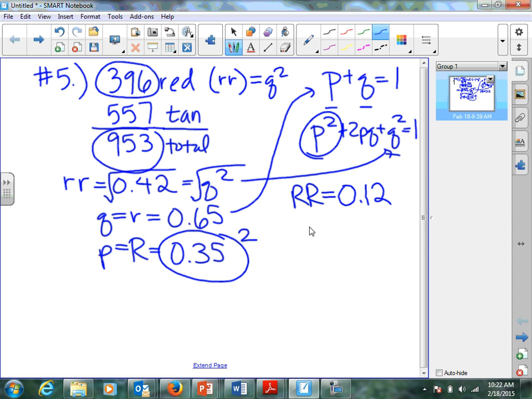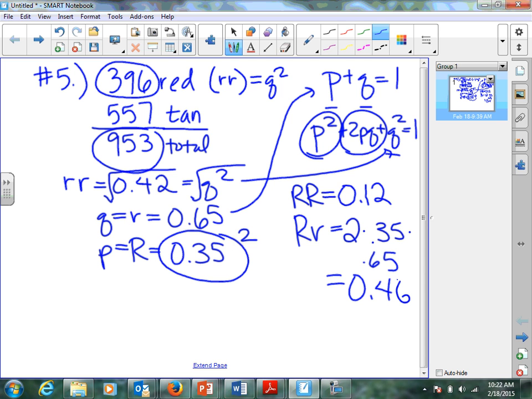Okay, now if I go to this next part of the equation, which is 2pq, that's for the heterozygous individuals. If I take P, so we have 2pq, so I take 2 times 0.35 times 0.65, which is Q, I end up with a total of 0.46. And so if you haven't done so already, make sure you try that so you understand where that comes from.